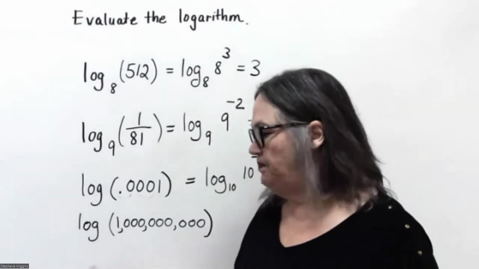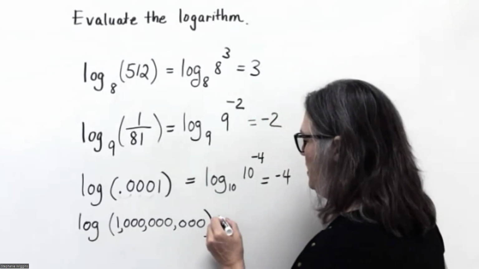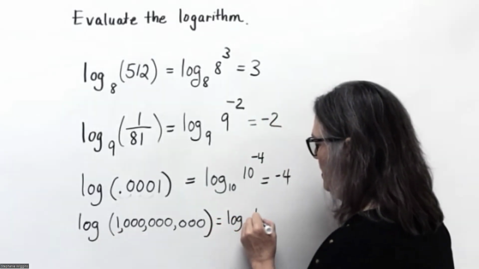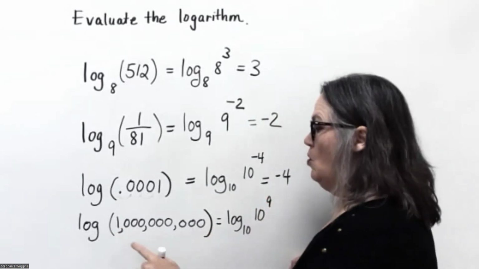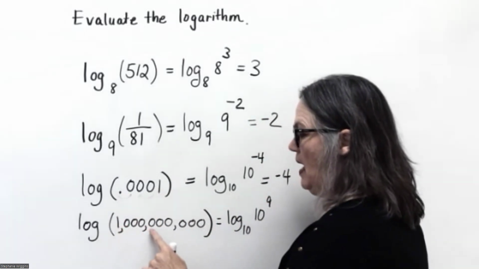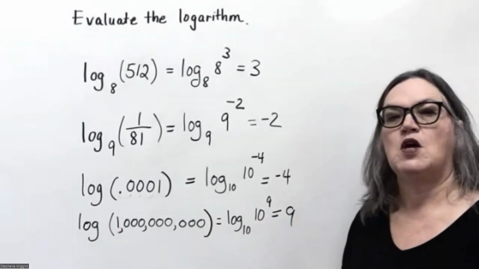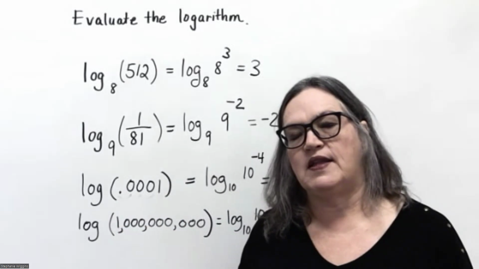And then the log of 1 million is just the log base 10 of 10 to the 9th power, because there are 9 zeros. We've moved the decimal not to the left, but to the right 9 times. So that's how we get the power there. So just remember, the log is the exponent. Now let me do this with a calculator.